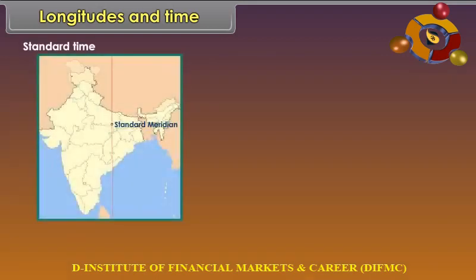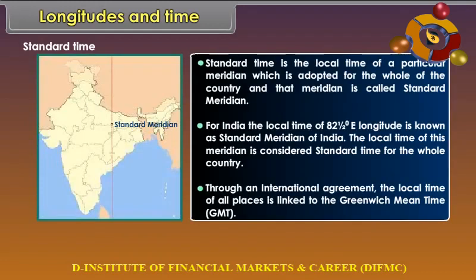Standard time. Standard time is the local time of a particular meridian which is adopted for the whole of the country, and that meridian is called Standard Meridian. For India, the local time of 82.5 degrees east longitude is known as Standard Meridian of India. The local time of this meridian is considered standard time for the whole country.